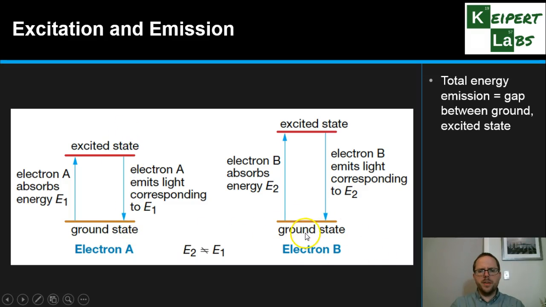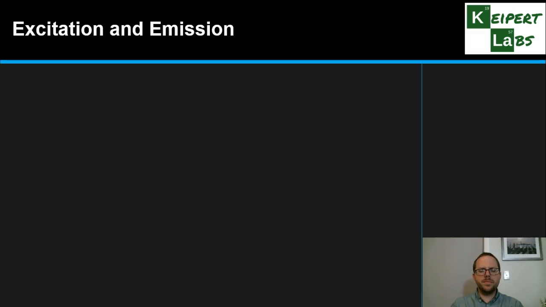Whereas electron B over here is the same sort of process, but we have a larger gap. And so when it brings it back down, the color that's emitted by this electron will be different to electron A. And so the total energy emission that's given off here corresponds to the size of that gap between the ground and the excited state. The bigger the gap is, the greater the energy that's being given off, that's absorbed to go up and that's emitted to go back down.